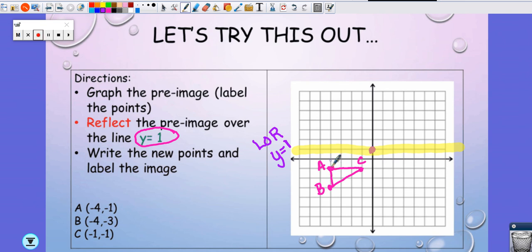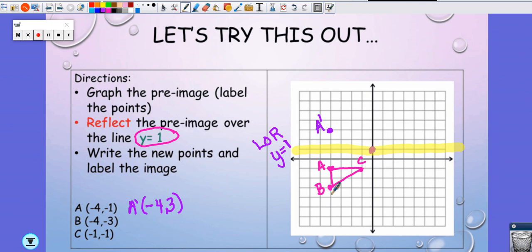So I see that I'm 1, 2 spaces from my line of reflection. So I need to go 1, 2, and go 2 spaces above my line of reflection, and that is my A prime. So my A prime is going to be, now I need to read the graph. It is -4 and 1, 2, 3. So -4 and +3. So there is a trick to this. You might figure the math out on your own, honestly, but I'm going to give it to you that way.